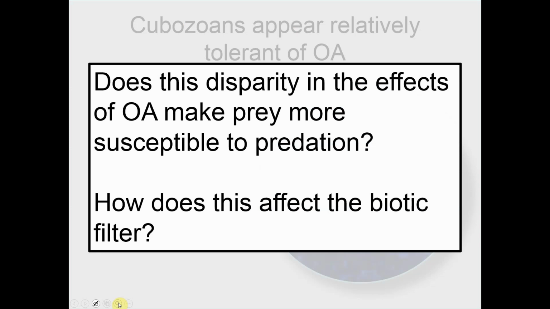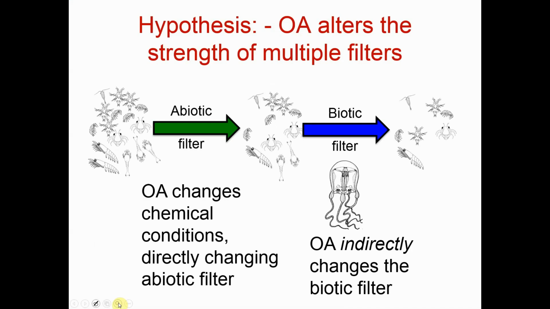So I asked the question, does this disparity in the effects of ocean acidification make prey more susceptible to predation? In other words, how do zooplankton prey, which possess these hard calcium carbonate exoskeletons, deal with the threat of predation under ocean acidification conditions? In other words, how does this ocean acidification affect the biotic filter?